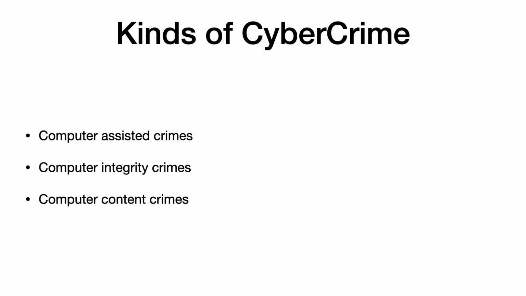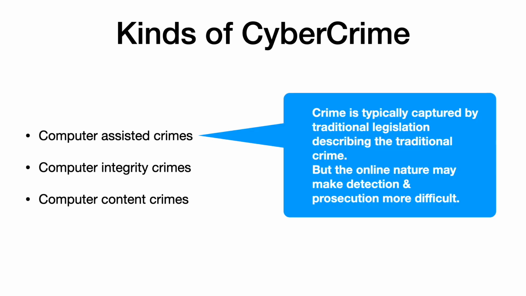So to sum up then, we have three kinds of cybercrime. Computer-assisted crimes: those are regular, old-fashioned crimes in which a computer is involved. There's computer integrity crimes, and these are crimes that are against computer systems, and then there are content crimes. Now, computer-assisted crimes are typically captured by traditional legislation describing the traditional crime, for want of a better word. But the online nature of the crime can make detection and prosecution more difficult. But in terms of the crime that a person is charged with, fraud is fraud. Hiring a hitman is hiring a hitman. Blackmail is blackmail. The fact that a computer is involved doesn't really alter the criminal offense, doesn't alter the nature of the crime per se.